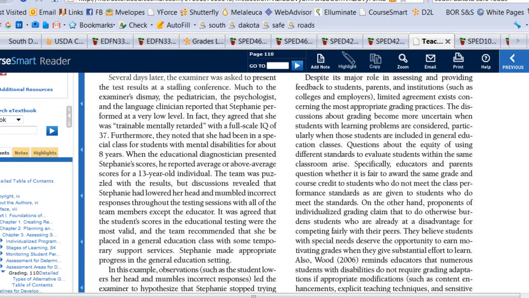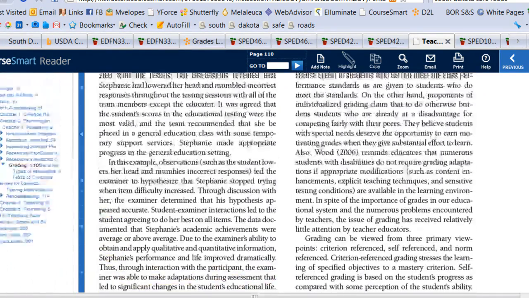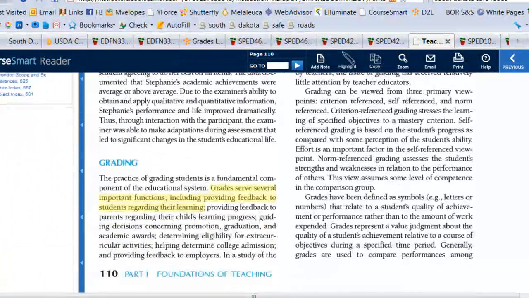The team was puzzled by the results, but discussion revealed that Stephanie had lowered her head and mumbled incorrect responses throughout the testing with all the team members except the educator. It was agreed that the student's scores in the educational testing were most valid, and the team recommended that she be placed in the general class. So again, what that's about is how those subsequent things can play a role.